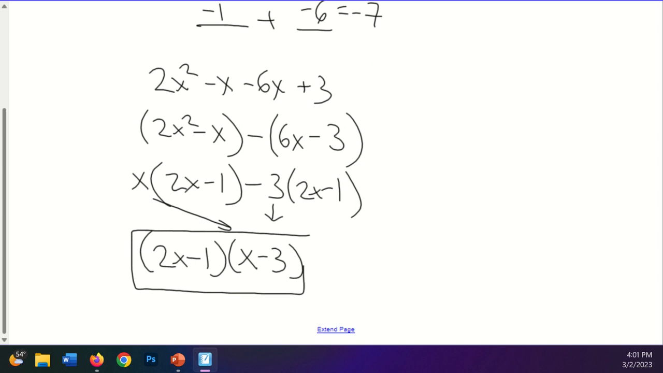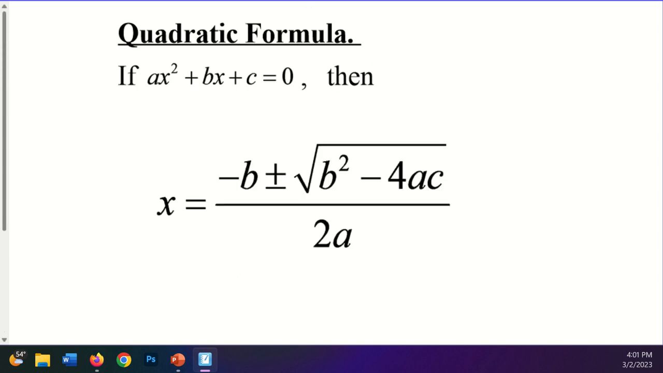That is the factored form. The next thing we're going to do is talk about solving using the quadratic formula. If you recall, if ax squared plus bx plus c is equal to 0, then the value for x that solves this equation will be -b plus or minus the square root of b squared minus 4ac, all over 2a.